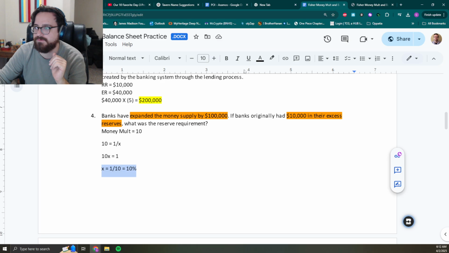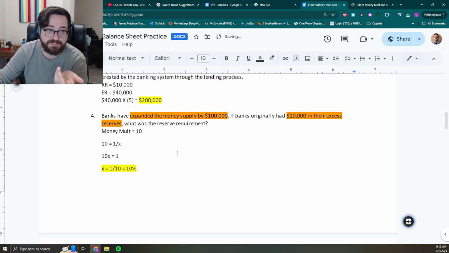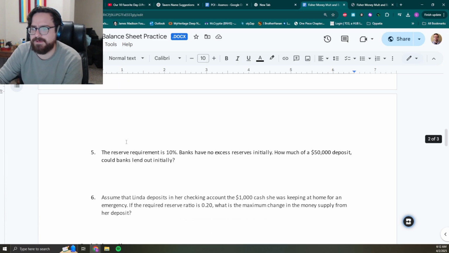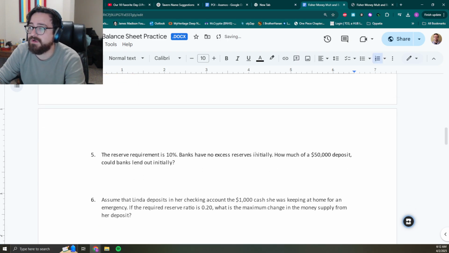The AP exam's tricky with percentages sometimes. If it's a percentage, you should make it clear that your answer is a percentage. Like 10 and 1/10 are not the same thing, right? Okay, so it's a bit of algebra there. Number 5. The reserve requirement is 10%. Banks have no excess reserves initially. Okay, so they're starting at 0. How much of a $50,000 deposit could they lend out initially?